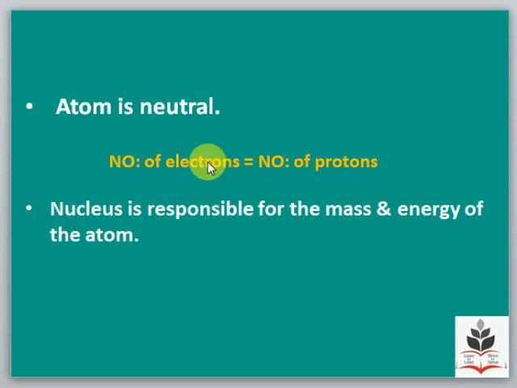If there are 3 electrons, there will be 3 protons. If there are 30 electrons, there will be 30 protons, and so on. So the negative charges are equal to the positive charges. The negative electrons are equal to the positive protons, so they cancel out each other's effect, and as a whole the atom has no charge. So the atom has no charge, it means the atom is neutral.